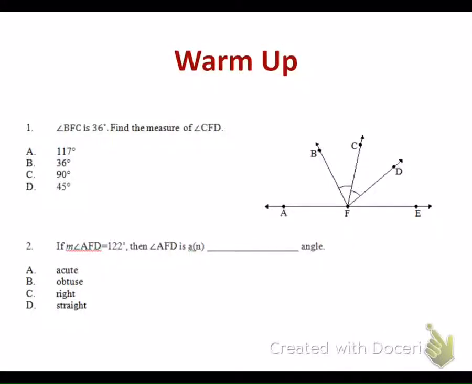All right, the warm-up. On here it says angle BFC is 36 degrees. Then it says to find the measure of CFD. Well, what do we know about these angles? What does that little line in there mean? This angle is marked what to this angle? Congruent. So if this angle is 36, what's the other angle? 36 degrees.